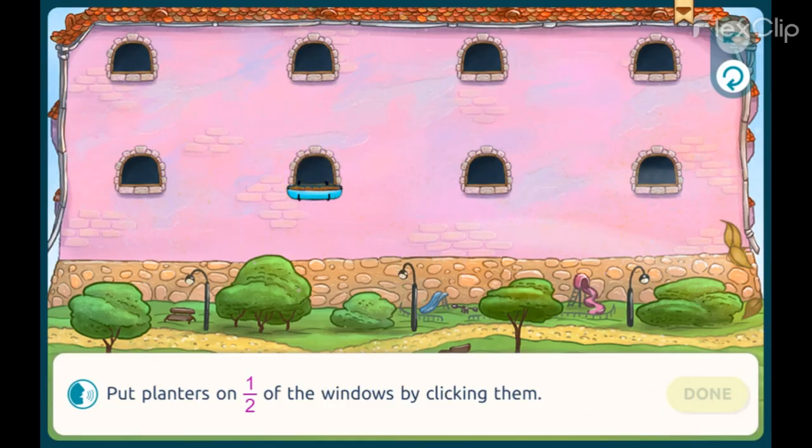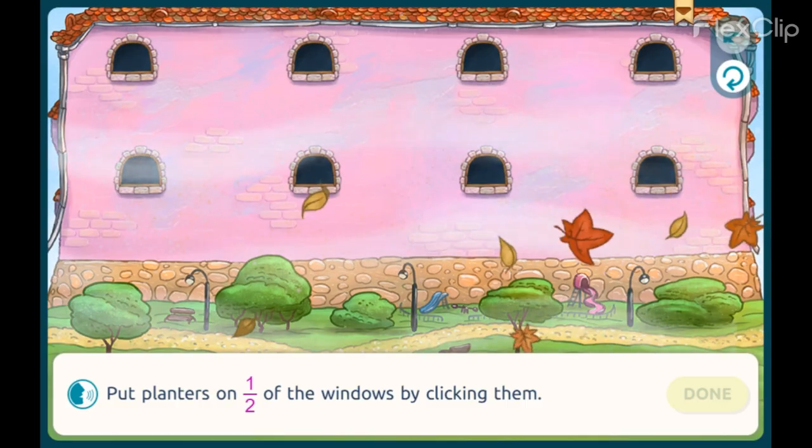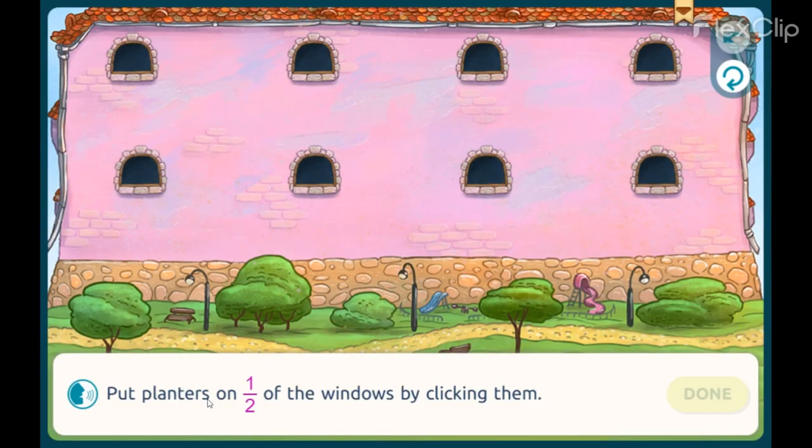I see we have a little game here and we are having planters. There are no planters on these windows, but we can place them by clicking the window. But planters are to be placed on only half of the windows.